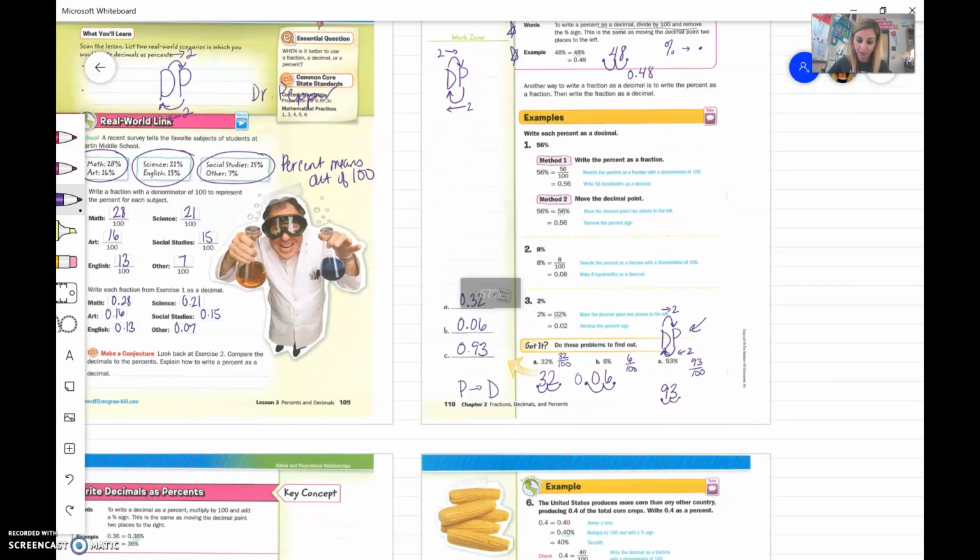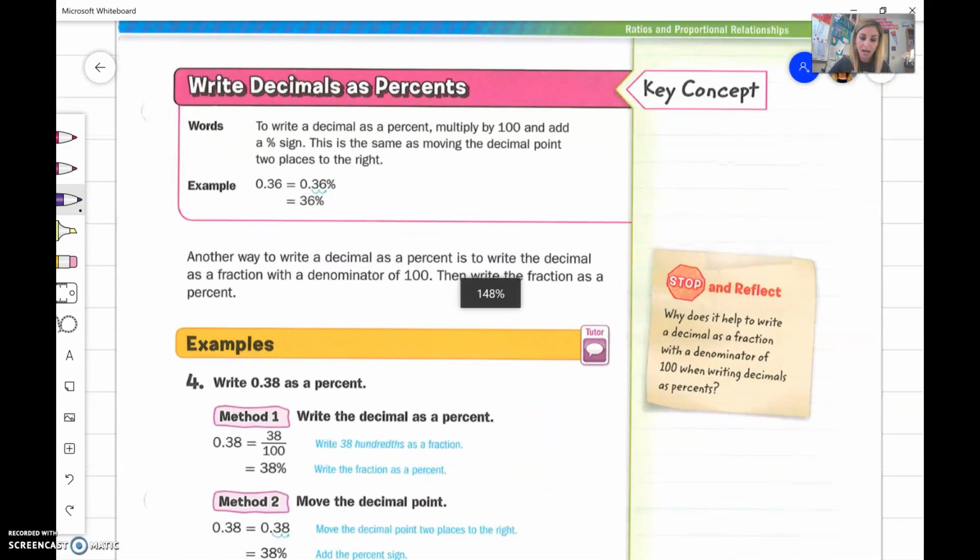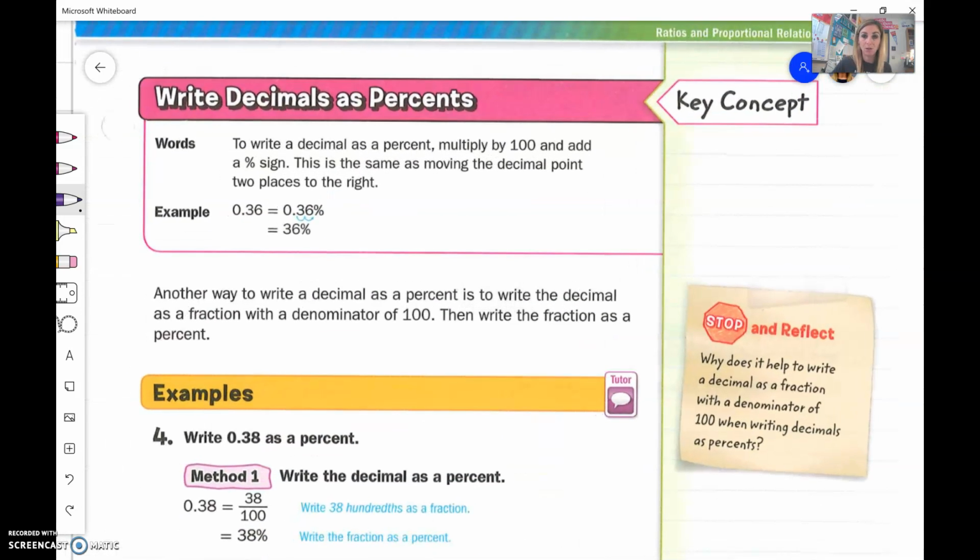All right, moving over. Now we're going to go from a decimal to a percent. So over here, DP, going this way first means 2 places to the right. If I go from a percent to a decimal, that means 2 places to the left. But since I'm going from a decimal to a percent, I'm going to go 2 places to the right. So basically what we're doing is now instead of dividing by 100, we are now multiplying by 100 by moving that decimal point over. Okay?